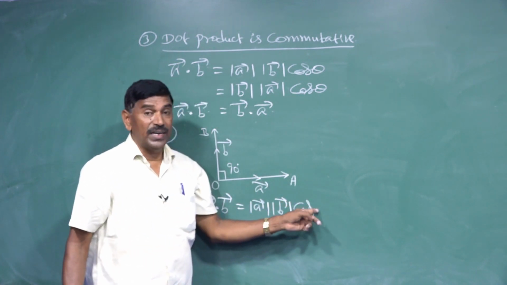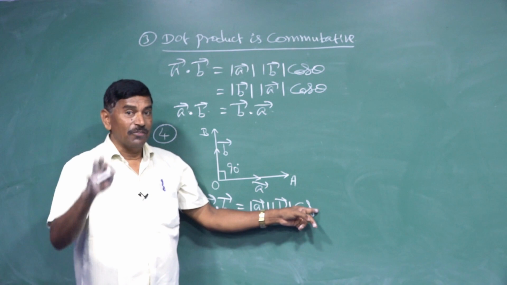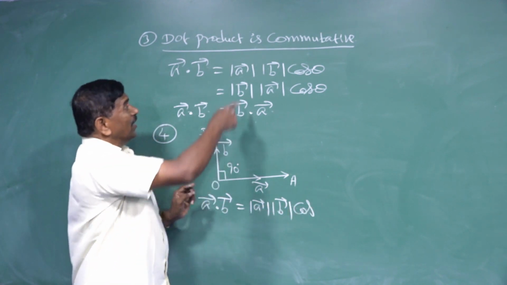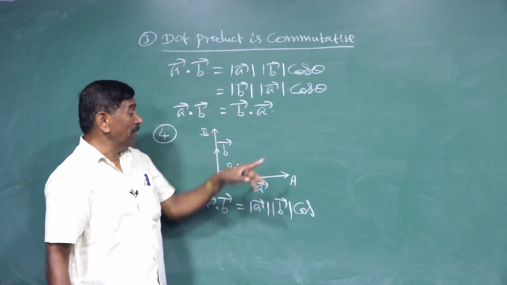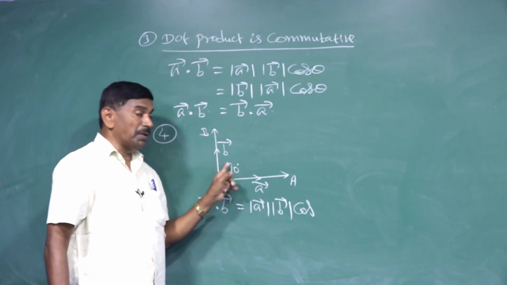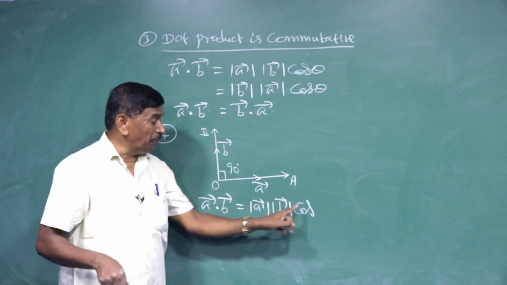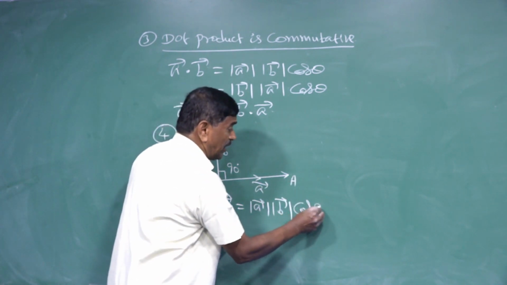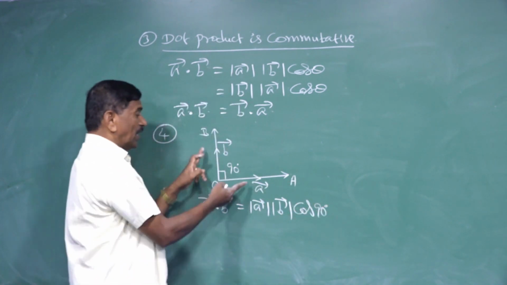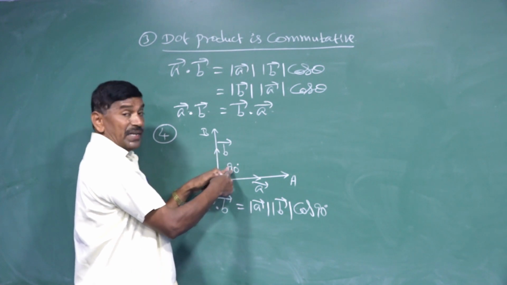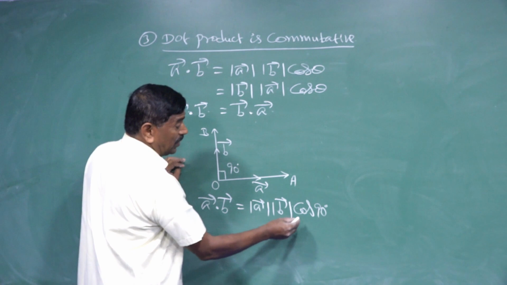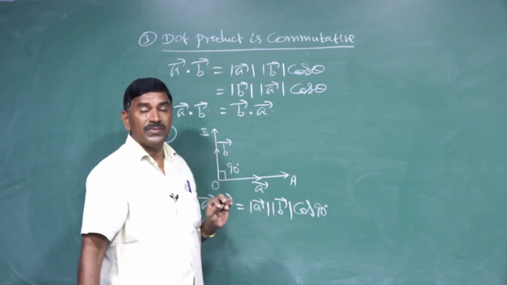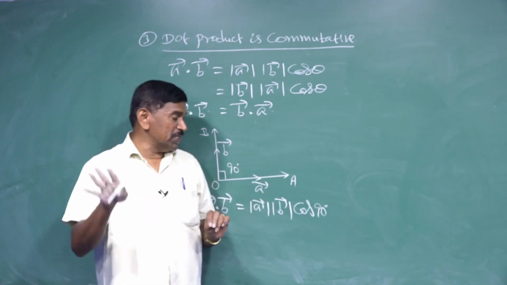Is it theta or a different angle? Very good, 90 degree, because before, in the definition, theta is the angle between A vector and B vector. But now the angle between A vector and B vector is 90 degree. Therefore we take cos of 90 degree. That is very important. Now can you tell me what is cos 90? Very good, 0.